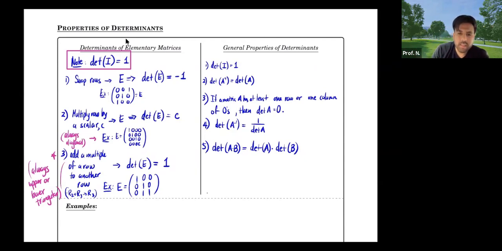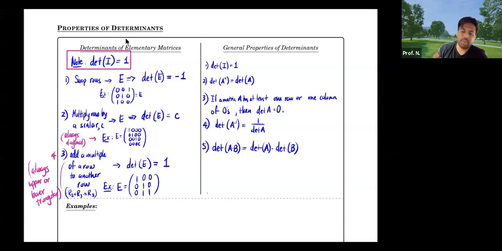The next property, which we saw in the previous example in our most recent lecture, is that if you have a column or a row of zeros, then the determinant of that matrix would be 0, because if you perform cofactor expansion along that row or column of zeros, you get a whole bunch of zeros. That makes sense as well.